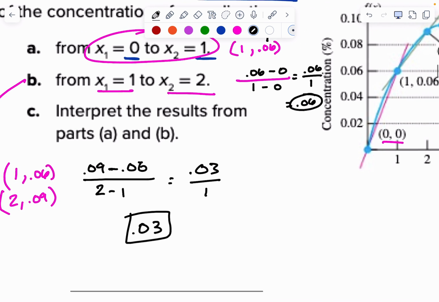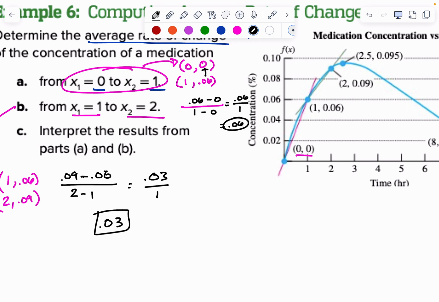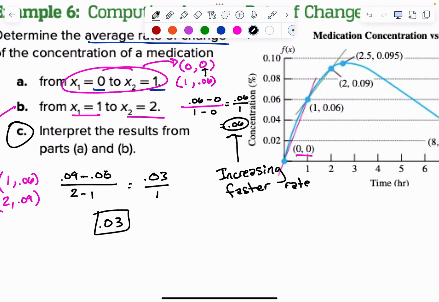And then it says interpret the results from part A and part B. Actually, when we said it was 0.06, I said that's not a very big change, but that is the steepest change you get, right? So in part C it says interpret, so it's increasing at a faster rate from 0 to 1 than 1 to 2, right? It's increasing a lot faster initially, and then it's kind of tapering off. So it's increasing at a faster rate from 0 to 1 than it is from 1 to 2. That concentration is increasing faster. That's what part C is asking. Good? Not too bad, right?